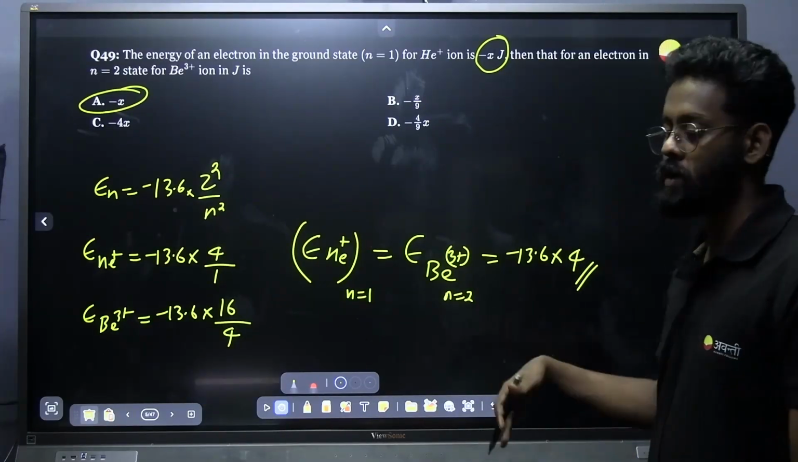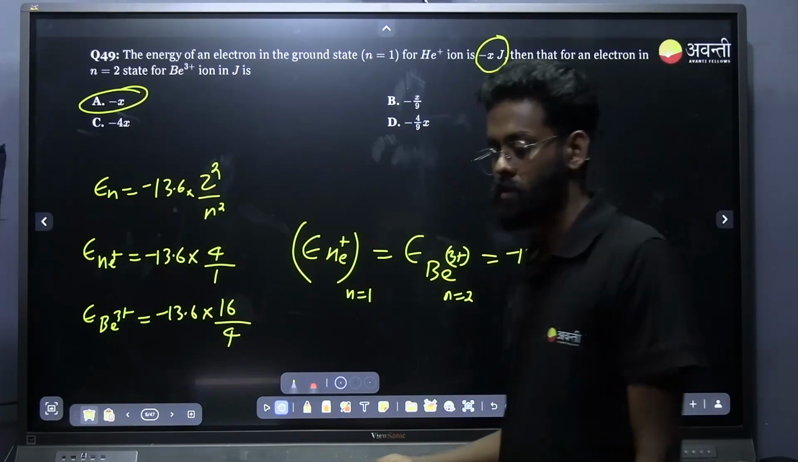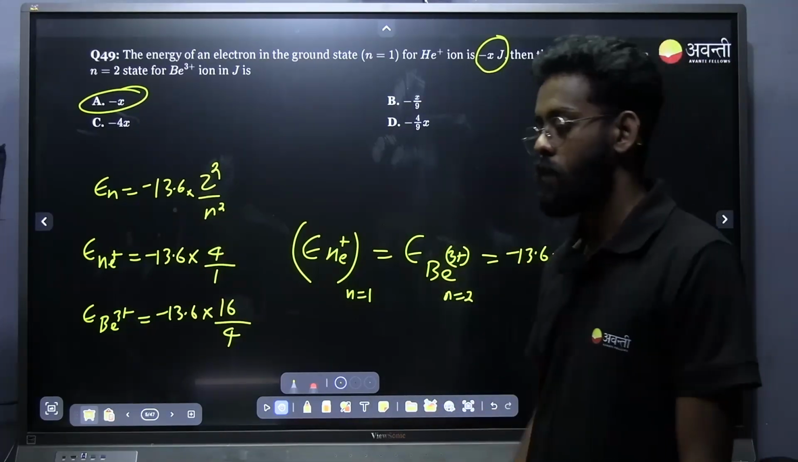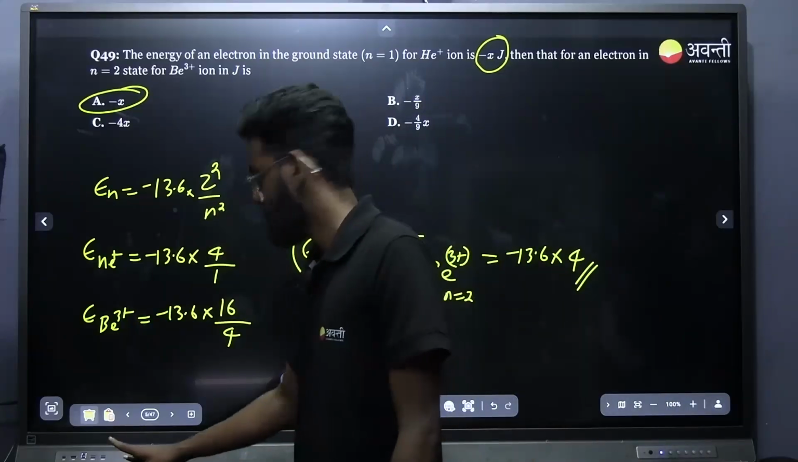I think it's a very easy question. We can move to the next question, I guess. The same question was asked in the last mock test. I am moving. Shall I? Yes.